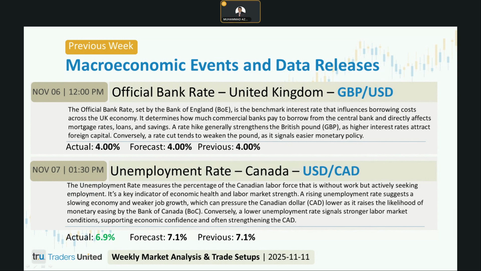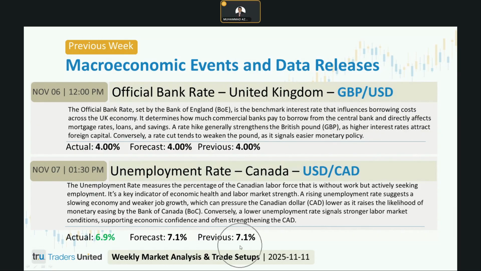Conversely, a decline in unemployment indicates stronger job creation and economic resilience, which generally supports the CAD by reducing the likelihood of near term rate cuts. For Forex traders, this report is, I would say, a key driver for USD-CAD pair, as labor market trends heavily influence the Bank of Canada's policy outlook and the perceived strength of Canada's economy relative to the USA.